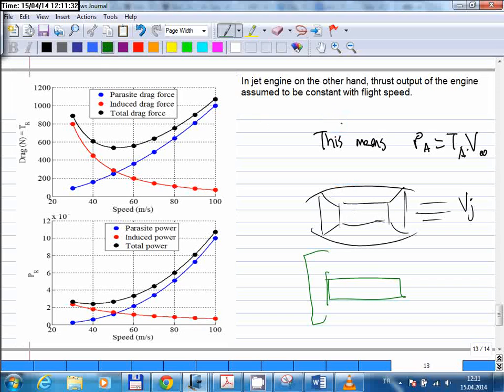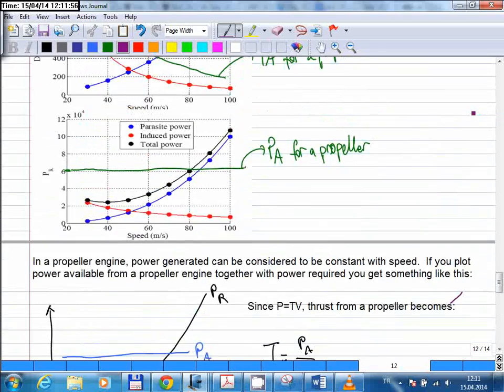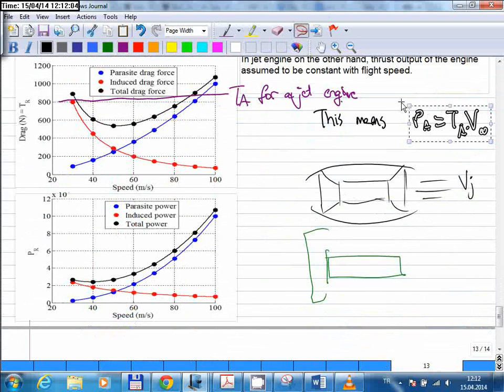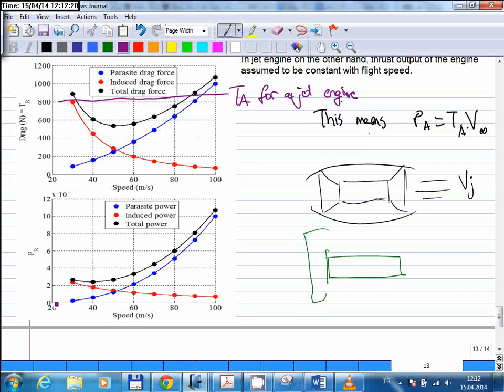So let me use a different color, let me use this one, purple. So this time the thrust available is constant. So this is TA for a jet engine. Okay, and since you have again the same relation between thrust and power, then this is constant, but power then increases linearly with speed. So if this is your available thrust, then the available power will be going up like this, and this increases linearly with speed again due to this relation.